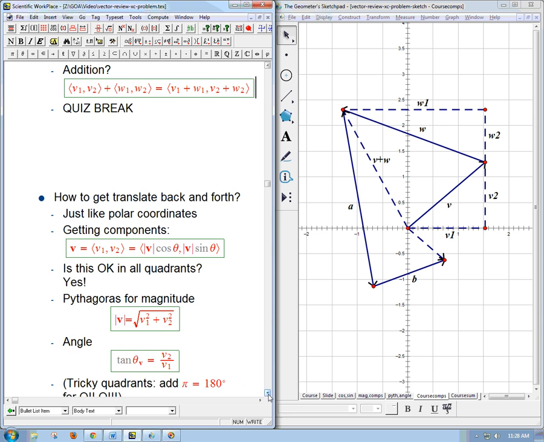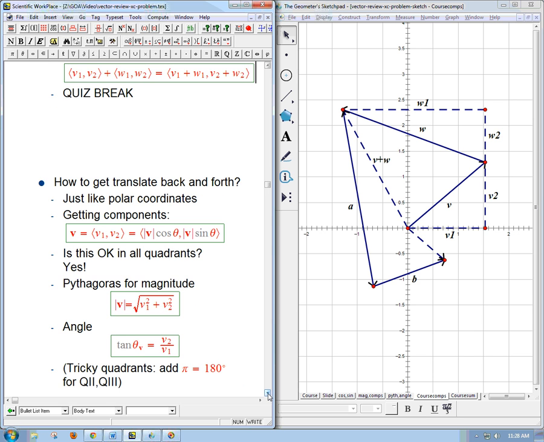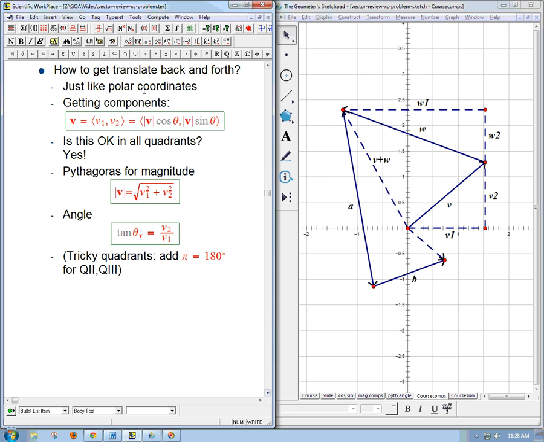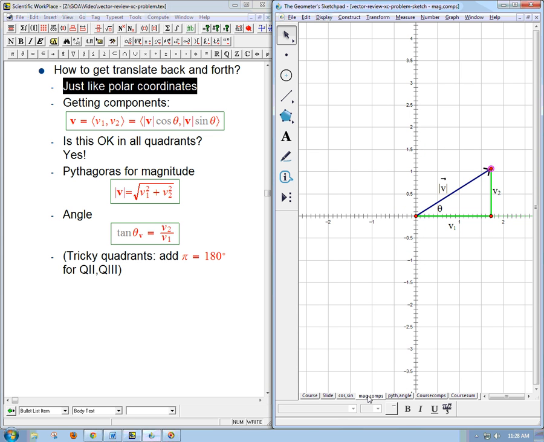Alrighty, so you're back from your quiz. Now how do we translate back and forth? So it's really just polar coordinates. So let's look at what we've got. We've already seen this picture. This is just a schematic of where the notations go. But what about the translation?